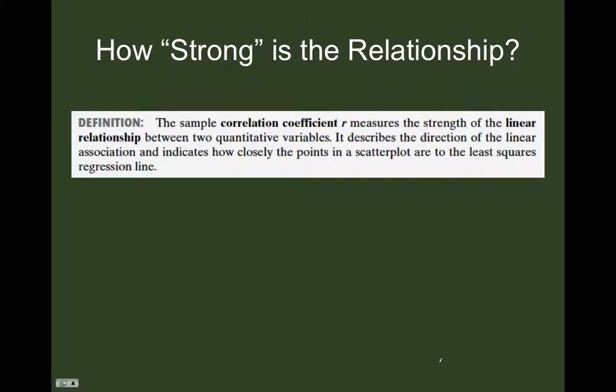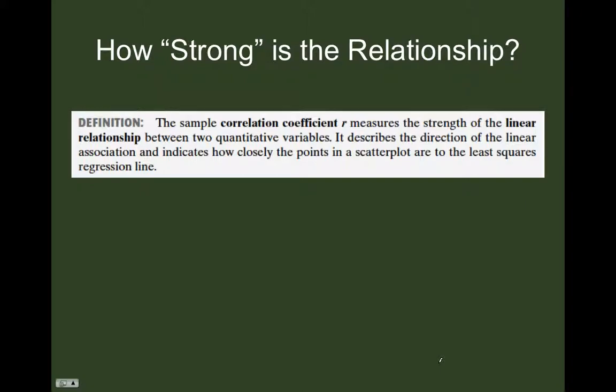Now, there are several different numbers that we look at. A lot of times I think about regression analysis like putting together the pieces of a puzzle. When all the pieces fit together, then we say we have a good model and an appropriate model. One of the other pieces of the puzzle is the correlation coefficient, R. R measures the strength of the linear relationship between two quantitative variables. It describes the direction of the linear association, and it indicates how closely the points in a scatter plot are to the least squares regression line.